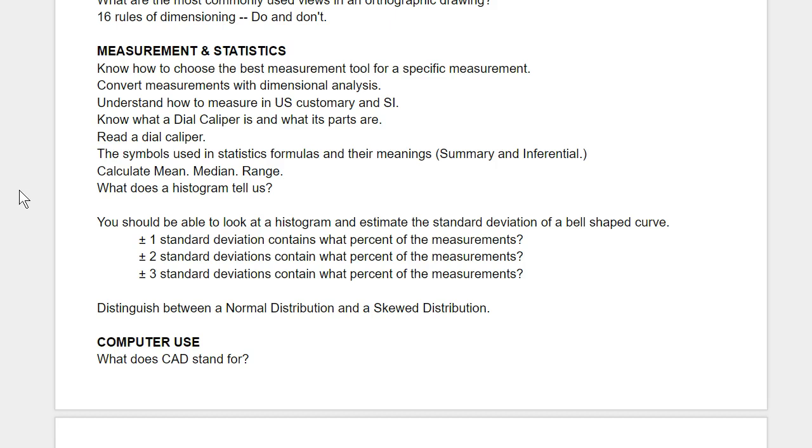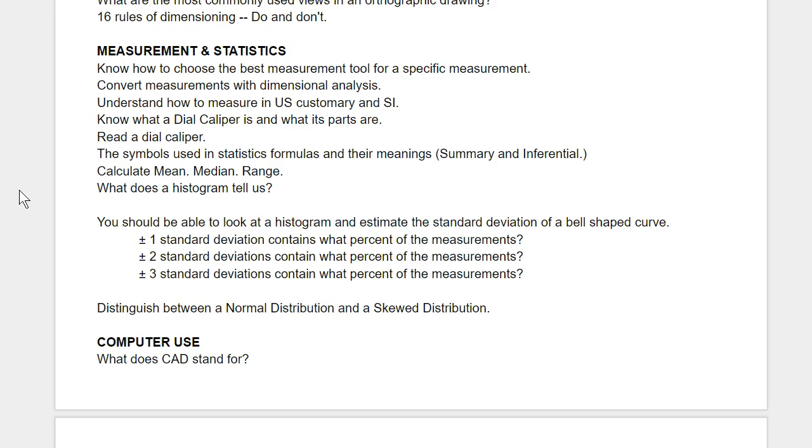You need to understand and identify the symbols used in statistics formulas and their meanings. What's the symbol for the mean of the population? What's the symbol for the standard deviation of a sample? That sort of thing. You need to be able to calculate mean, median, and range. You will need to have a calculator for this exam. If you have one that you like to use, bring it. Otherwise, I will have some for you to borrow.